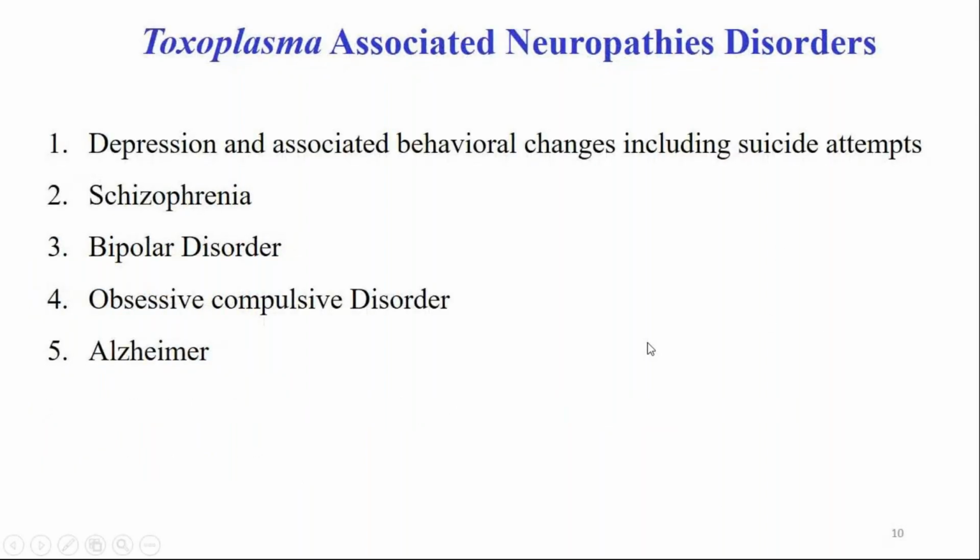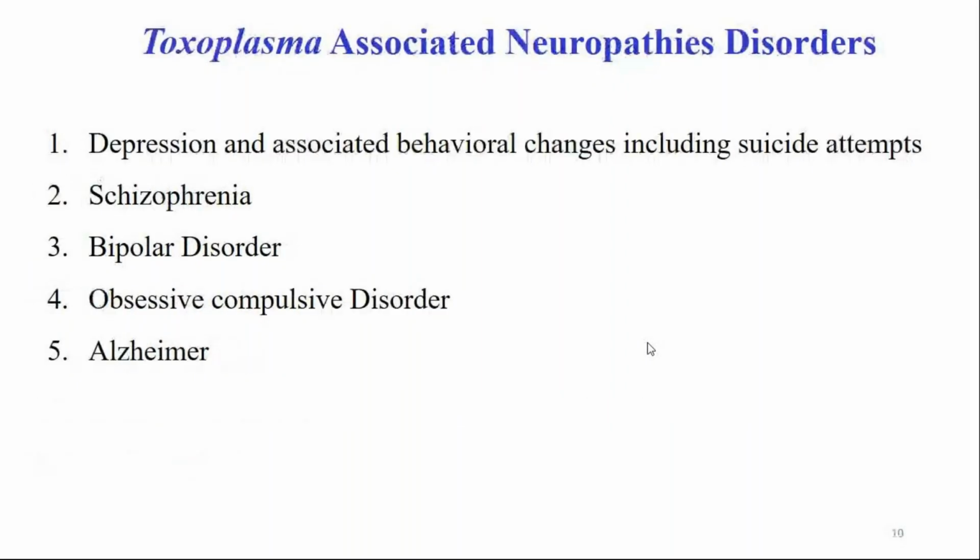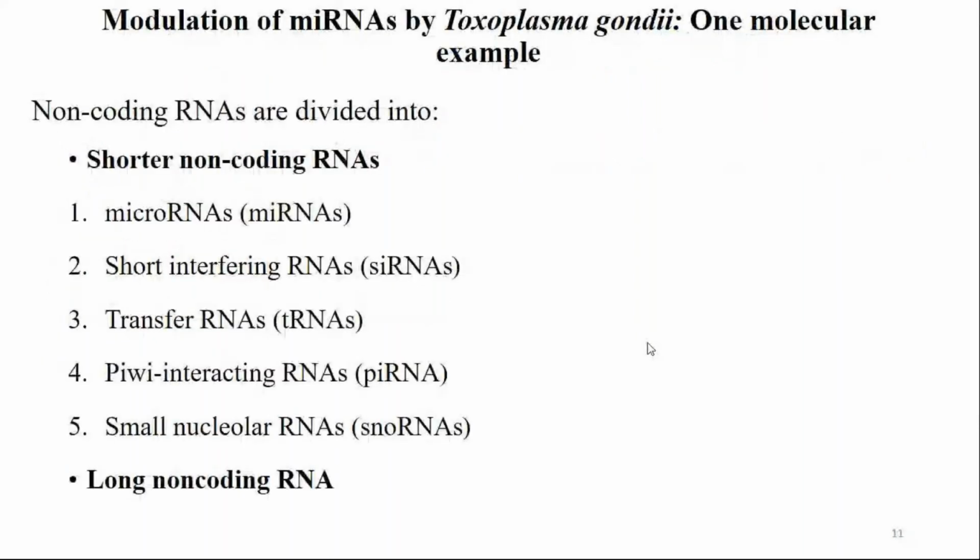As for these morphological changes, toxoplasma will be associated with neuropathic disorders such as depression and associated behavioral changes, schizophrenia, bipolar disorder, and OCD, the obsessive compulsive disorder, as well as Alzheimer's.